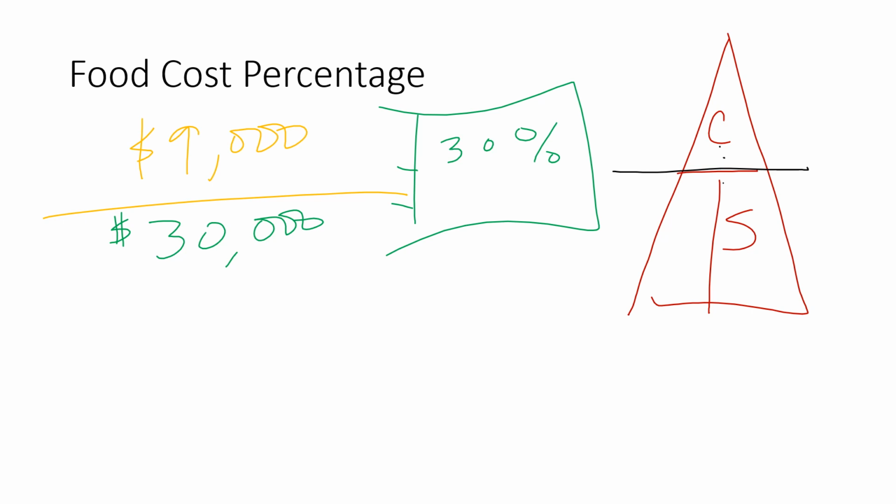Is it a bad one? Really depends on the context of the organization. Remember, we want to try to stay between a 30 to 33% food cost, and if we can lower that while still maintaining quality, then we can increase potentially our profits by controlling that food cost percentage. So again, this is how we use that cost of goods sold formula for multiple different applications.